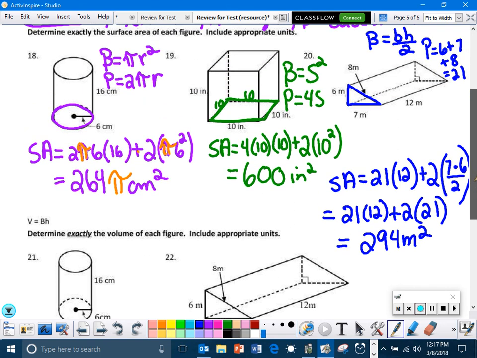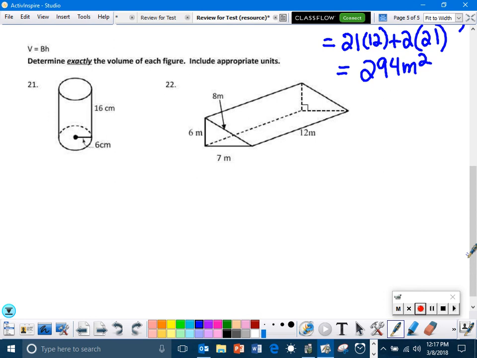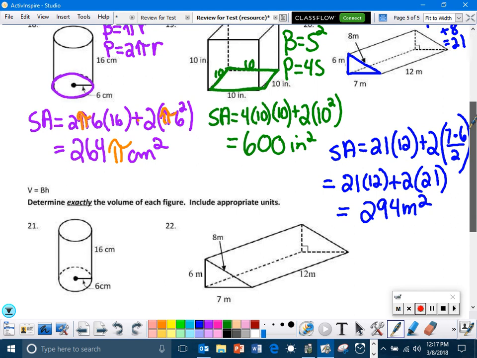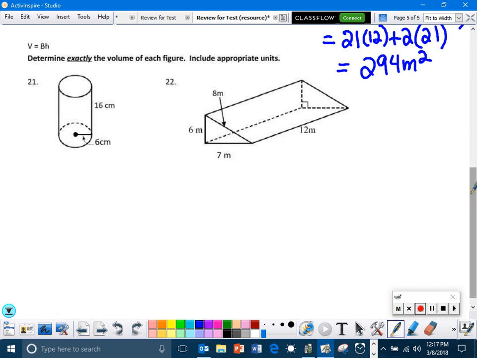Okay, take good notes again, write everything down. Draw arrows if you need to. All right, and finally, volume. Now you'll notice I used the same shapes. So I already found the base area. So remember, the base area up here is pi r squared.